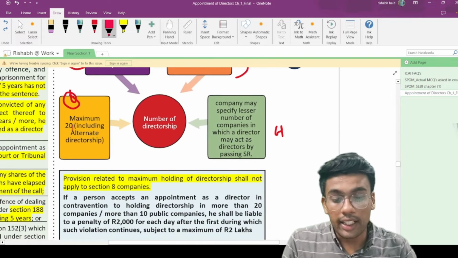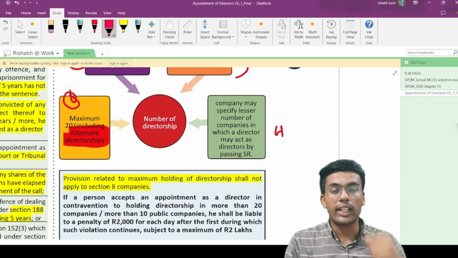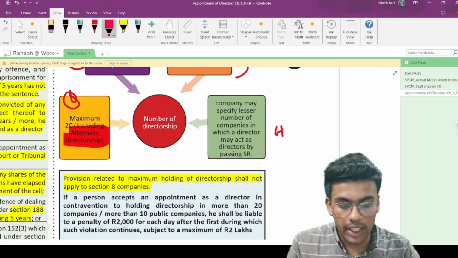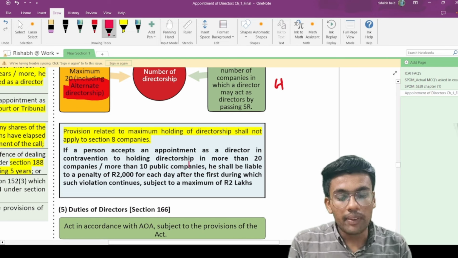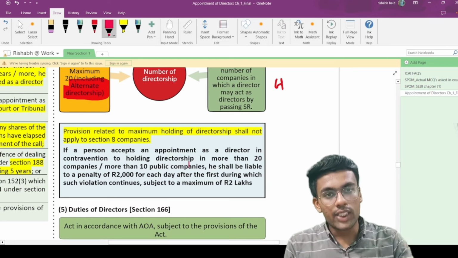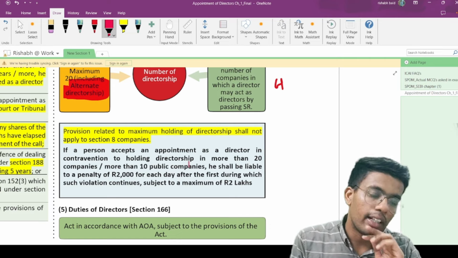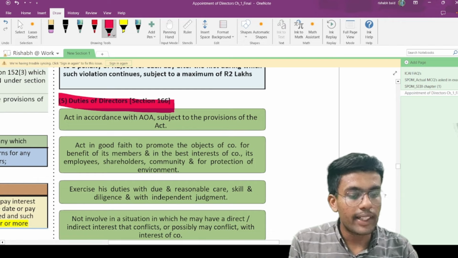Apart from this, now this 20 also includes your alternate directorship. If you are holding alternate directorship for any other director, then the limit of 20 is also considered for this directorship. Now, the maximum holding of directorships shall not apply to section 8 companies. In case of section 8 companies, you can be a director in any number of companies. Now, the duties of directors are not so important from the exam point of view.